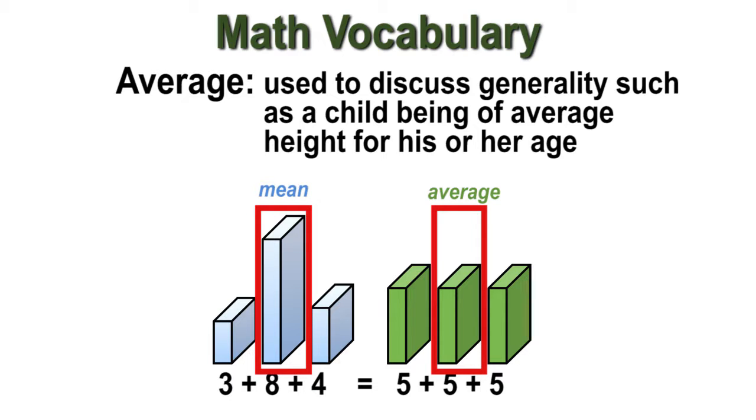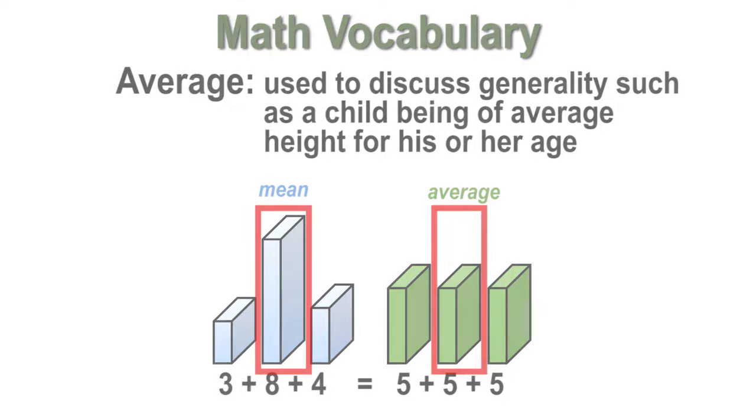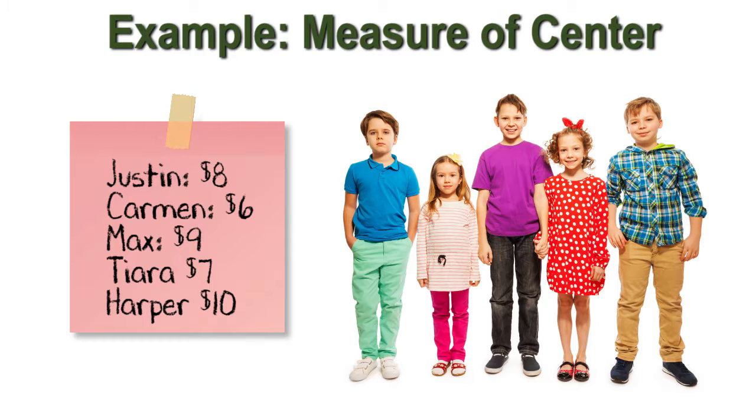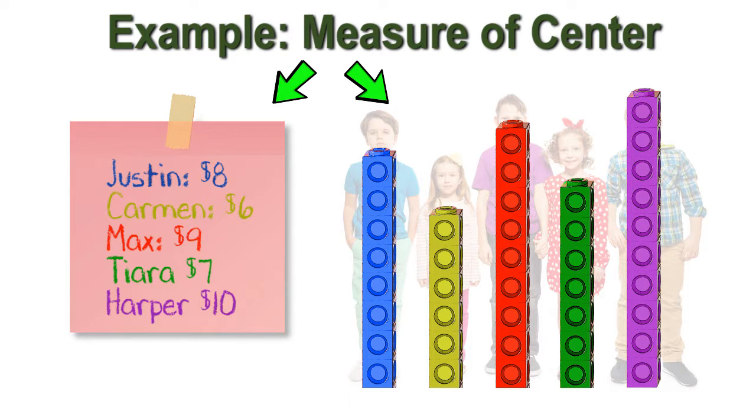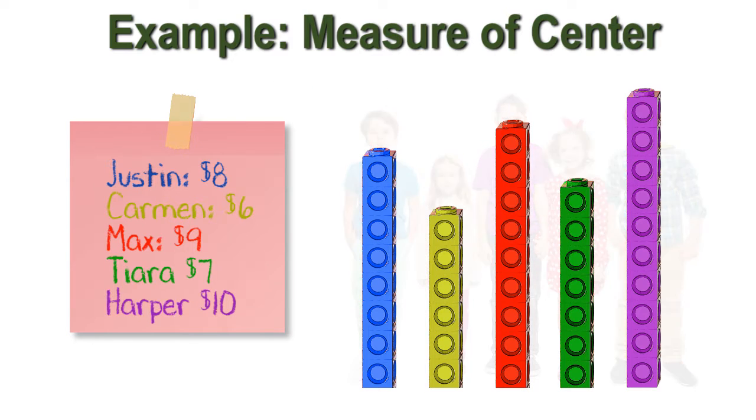The term measure of center rather than average will be used in this lesson as average can be vague and is not as precise. Let's look at the following example for babysitting earnings for 5 students. We can represent each student's earnings by building a tower of linking cubes. We will use a different color tower for each person to distinguish each piece of data. Each tower represents a different friend.